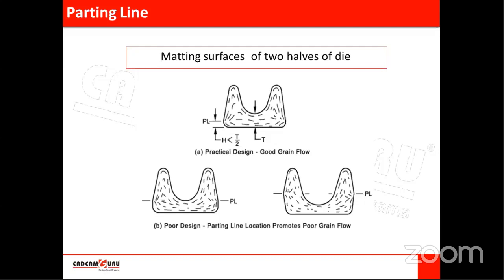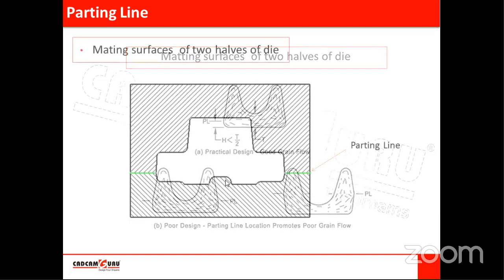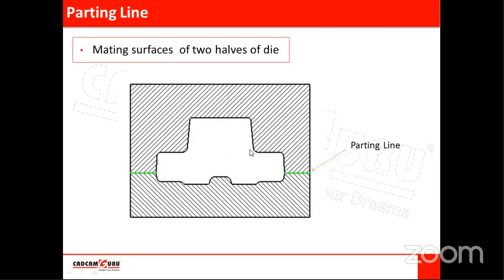for defining the parting line. If you place the parting line here, the grain flow will not be proper because there is a sudden change in the direction of the flow. If you see this cavity here, if we place the parting line at this location, there is an immediate change in the grain flow direction. Or if this die cavity gets separated from here, material flow is very difficult inside this. So it is placed in the maximum material area.